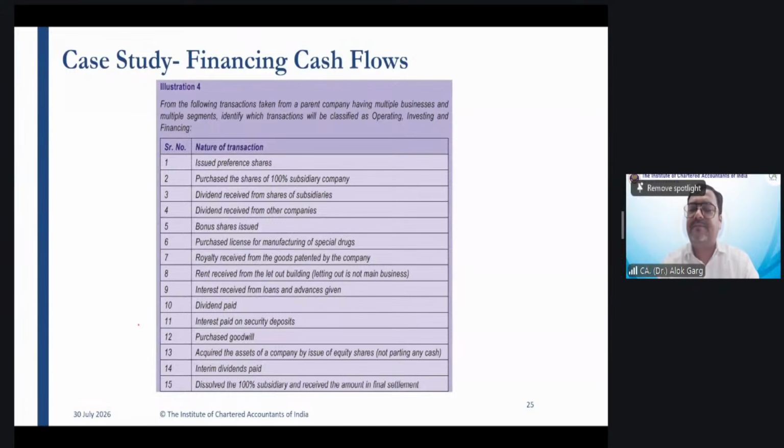Great. Friends, so far we did a case study on cash and cash equivalent, then operating activity, then investing activity. Now we go step by step. First, we discussed cash and cash equivalent, then operating activity, then investing activity where you checked operating and investing both. Now we have to check all three parts: operating, investing, financing.